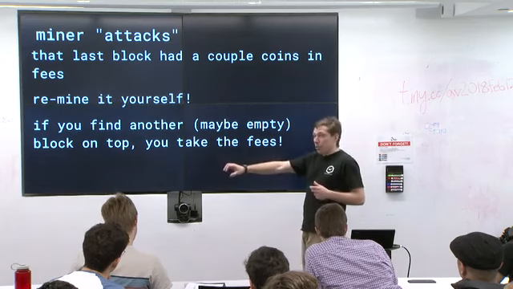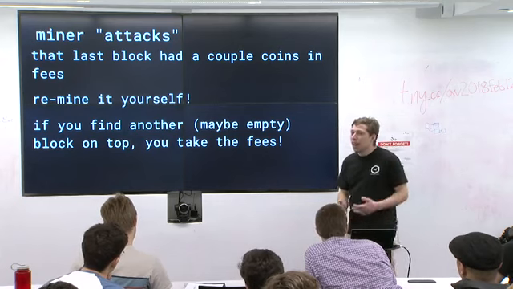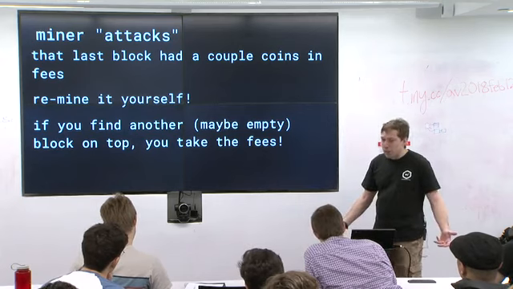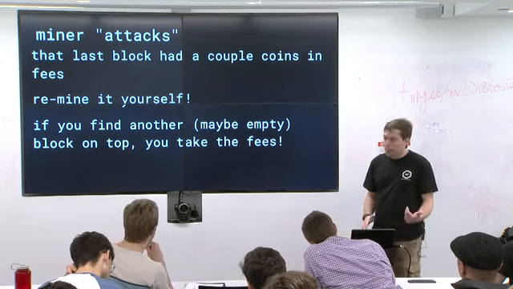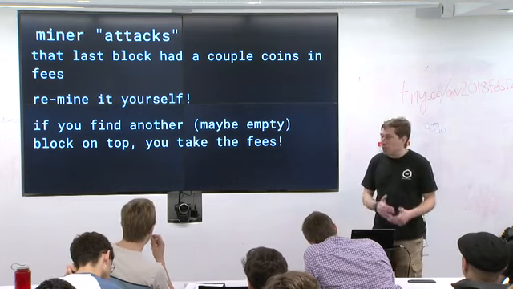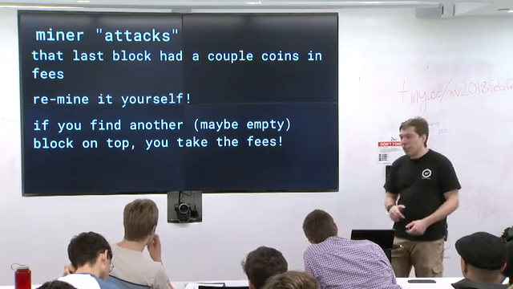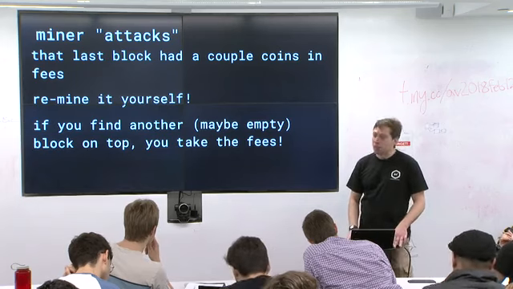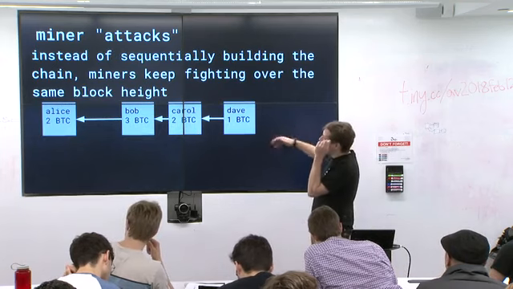If you find 2 blocks in a row, which happens, you get all the fees. So that's sort of an optimal thing to do. I've got all this mining power. Maybe I turn it off because I'm mostly OpEx instead of CapEx. But if I've got all this mining power, I'm going to use it no matter what. Well, the optimal thing to do is try to reorg the blockchain and take the last person's fees. So for example, instead of sequentially building, you fight over it.